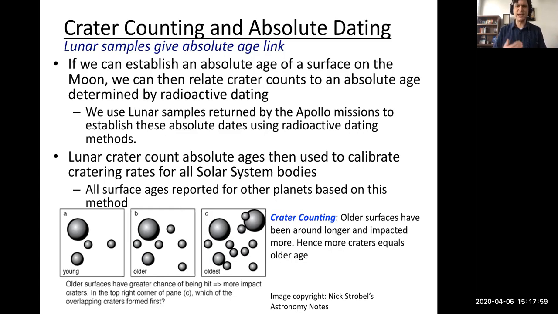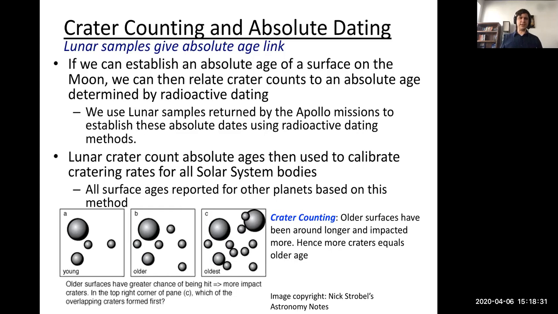They visited the Highlands, they visited the Maria, they visited several locations in each. So we can now actually date those surfaces on the moon. We can then count up the craters that we see on those surfaces. We know that those surfaces are that age by the samples brought back by the astronauts. And now we have a way to link the number of craters, the crater counts, to an absolute age. This gives us a method to calibrate the ages of all the surfaces in the solar system.